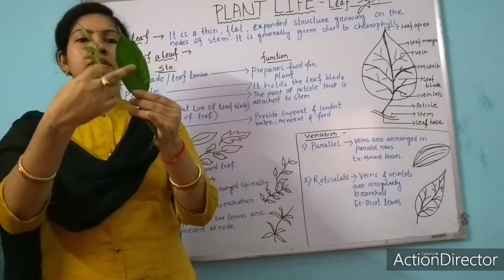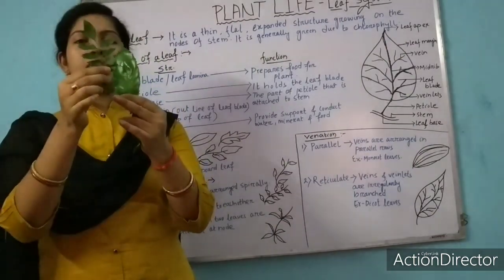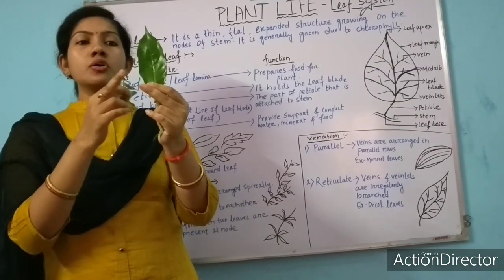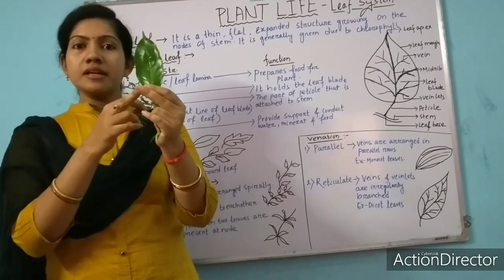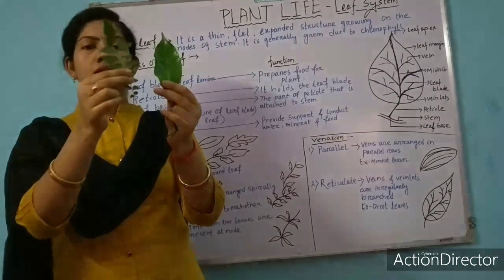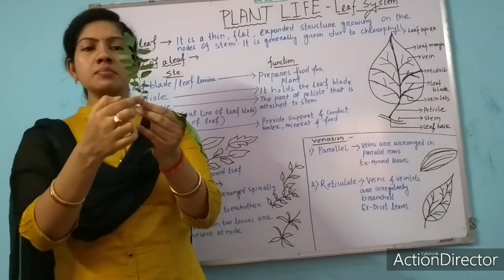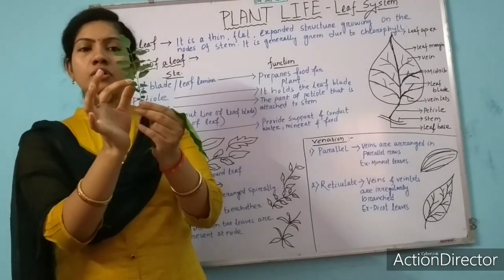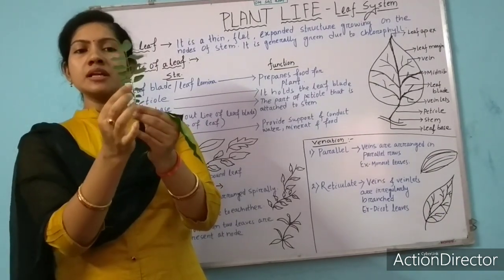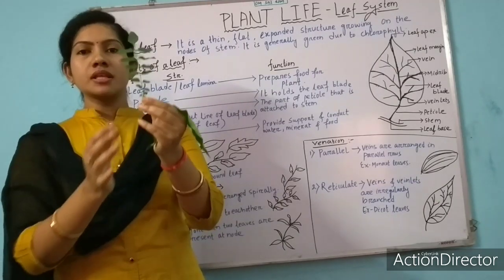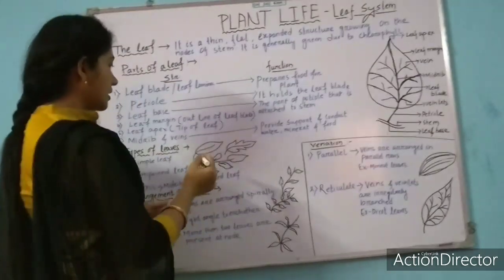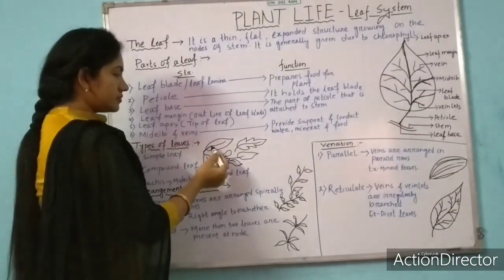You can see the midrib of the leaf. Here also you can see the midrib of the leaf. If the leaf blade is not divided, or if it is divided but does not touch the midrib, we call it a simple leaf. Here you can see this is the midrib of the leaf, and here the leaf is divided and touches the midrib so that it forms small leaflets. This is a compound leaf.